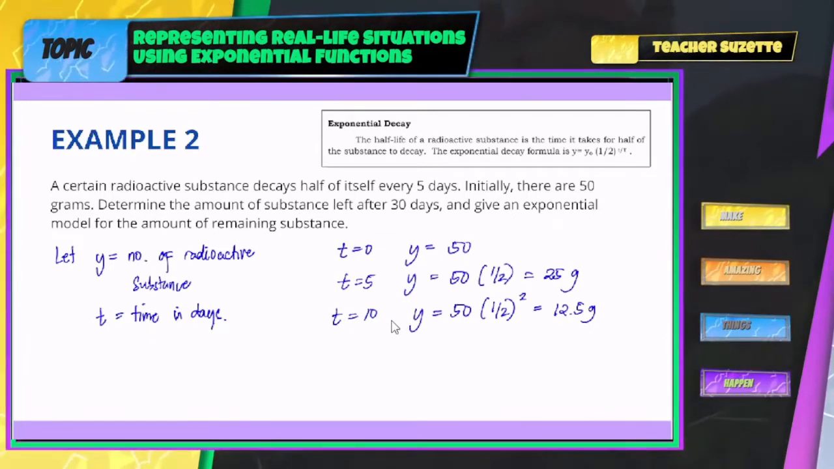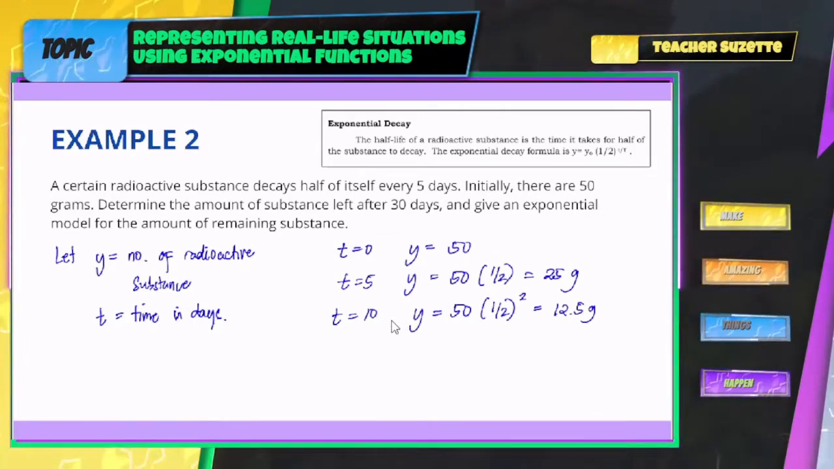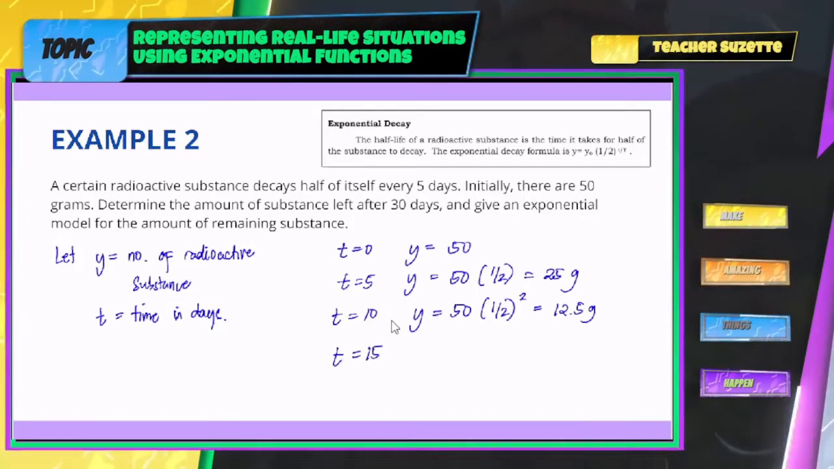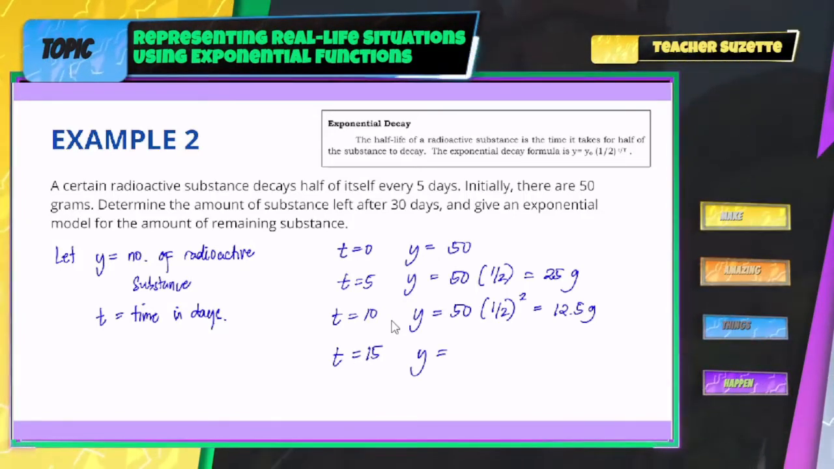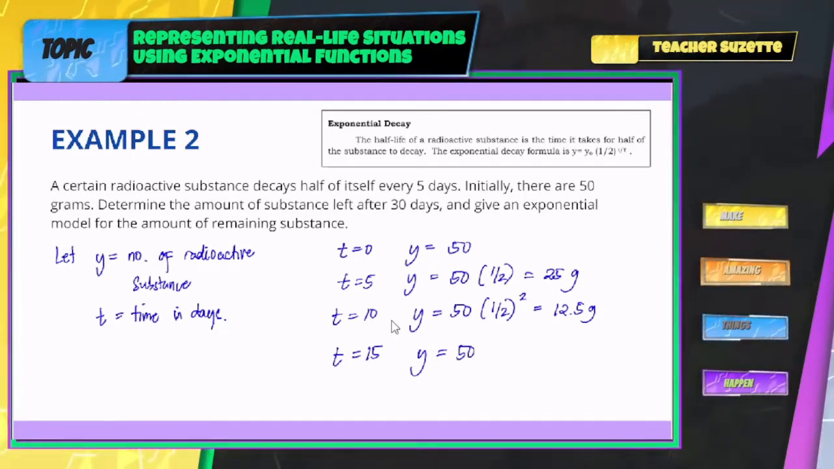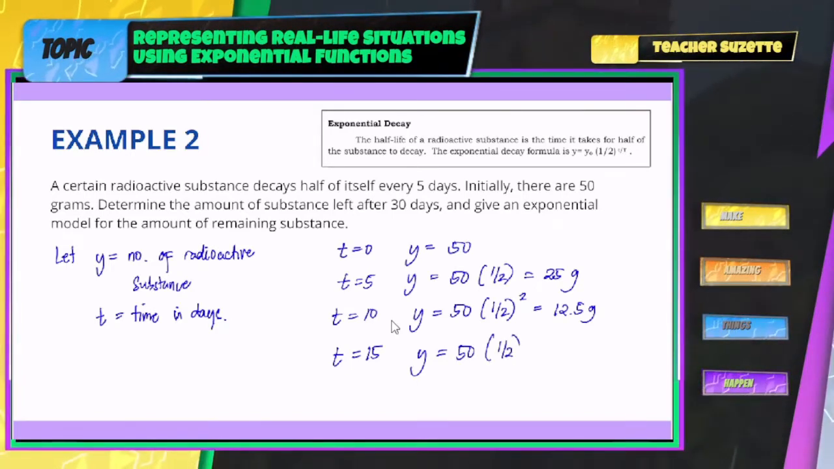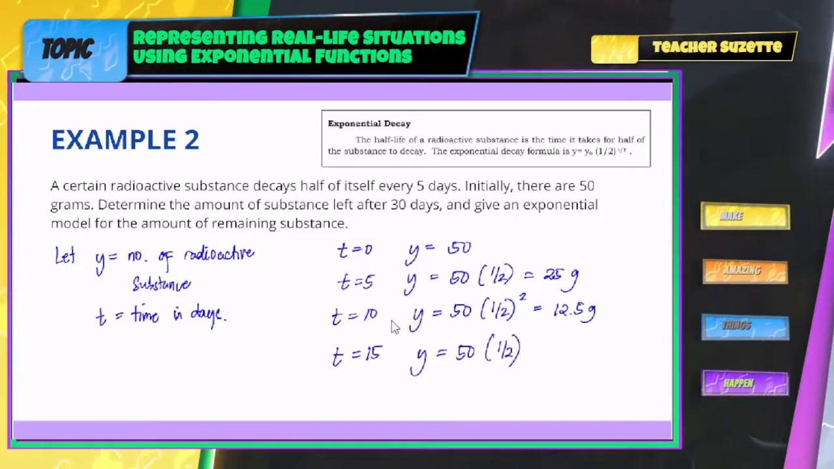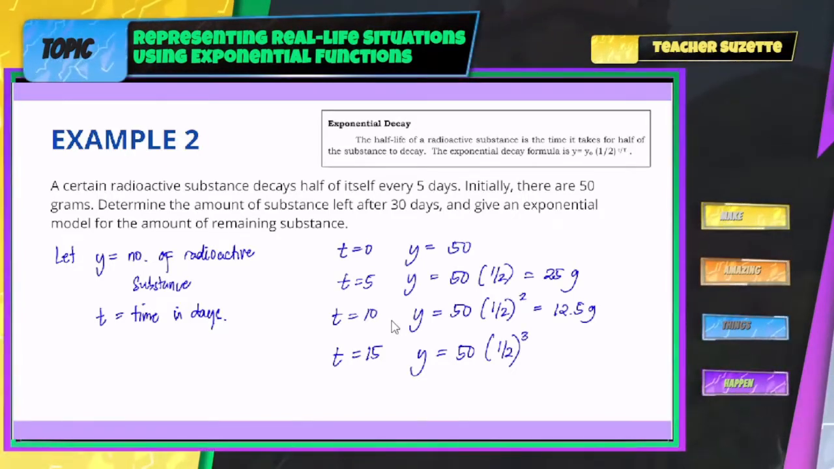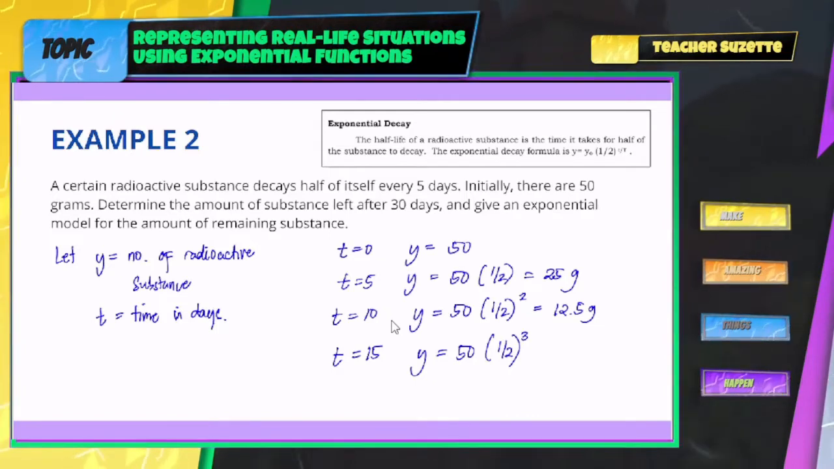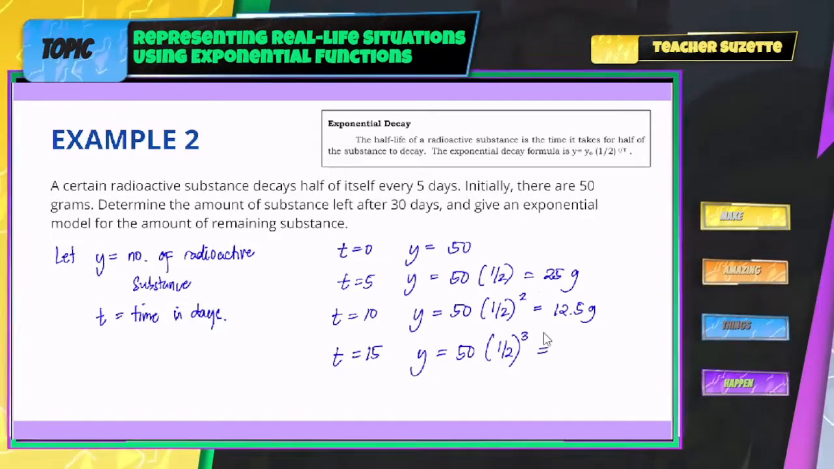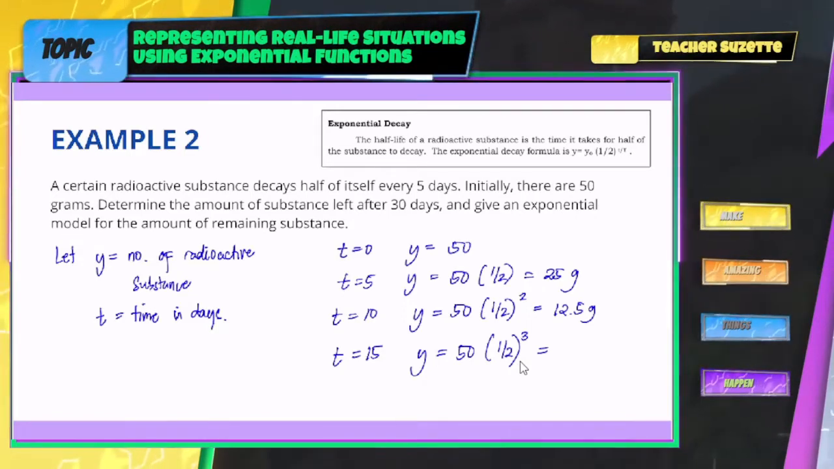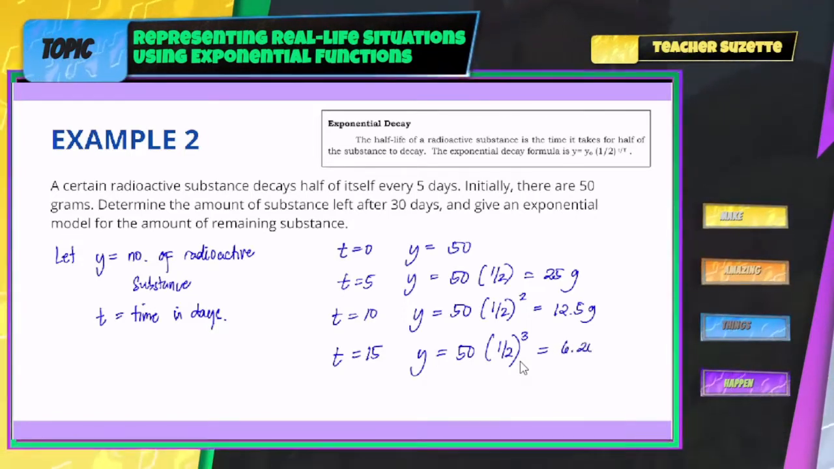How about for another 5 days that pass? Your time will be 15. What will happen now to your function? You will have 50 times 1 half, and it repeated: it decayed by half 3 times. So that will be 1 half raised to 3. Simplify: 1 half raised to 3 is 1 over 8, times 50, which is equal to 6.25.